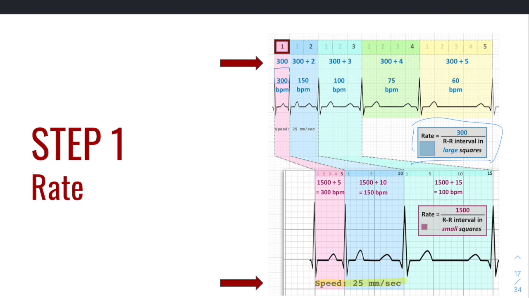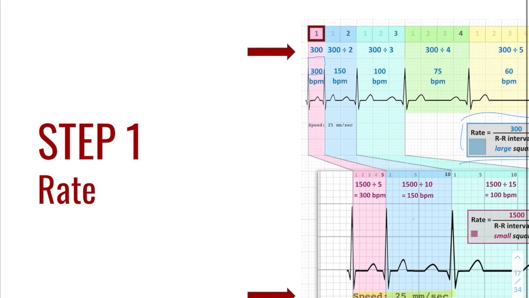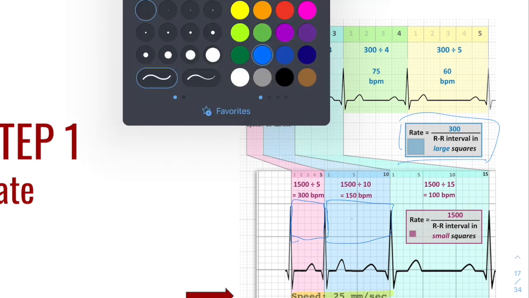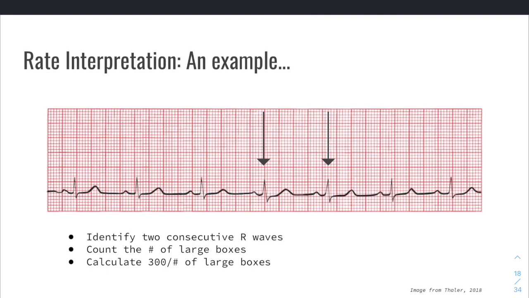Sometimes you might be dealing with a very fast rhythm. 300 beats per minute is actually pretty fast, but there's another method that's just a stretch on the 300 method, and you can just take 1500 and divide it by the number of small squares. You're going to end up getting the same patterns, but if you have a pretty fast rhythm and you'd rather be precise with counting the smaller squares, that's another method you can use. But the caveat is that you can only use this method if you have a regular rhythm.